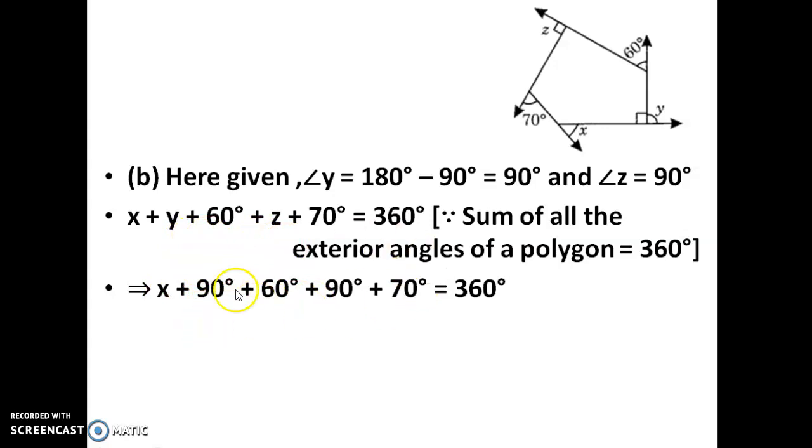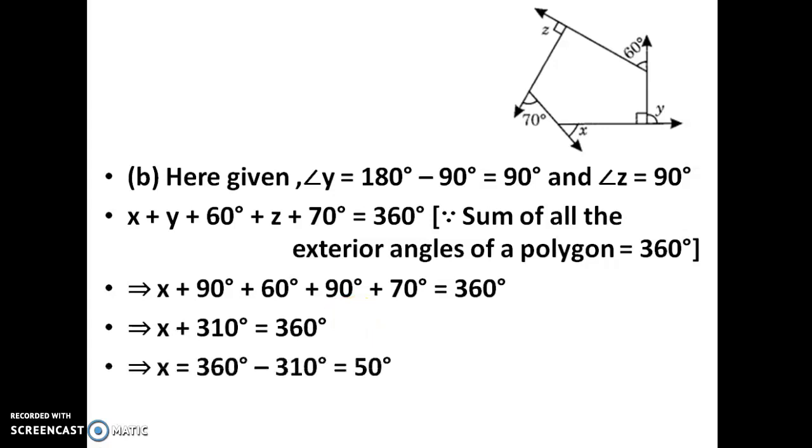So bring all these to the RHS. Okay, x plus 310 equals 360 degrees. So x is equal to 360 minus 310 equals 50 degrees. That's the answer. Okay, next problem.